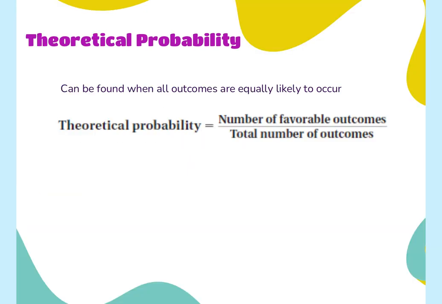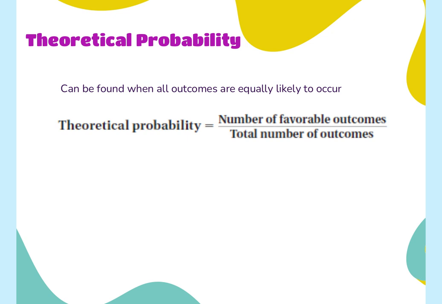Theoretical probability can be found when all the outcomes are equally likely to occur. So like I just said, we're assuming nobody's cheating on these things, okay? It's not a weighted coin. It's not a rigged lotto, that kind of thing. It is a fair probability.